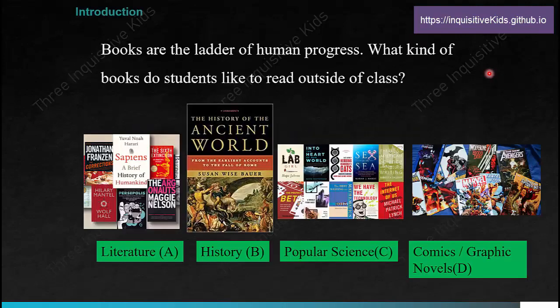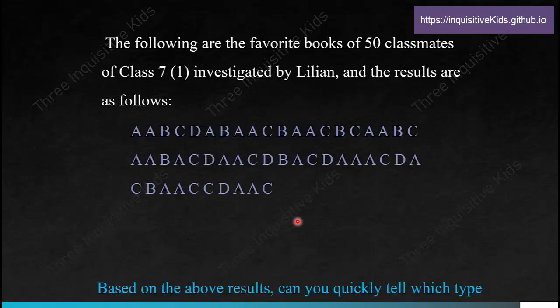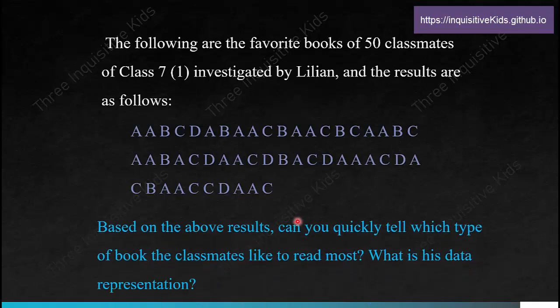So, according to the questionnaire shown over here, Lillian wrote down all the results, whether the selection was A, B, or C, or D. Based on the above results, can you quickly tell which type of book the classmates like to read the most? What is his data representation?